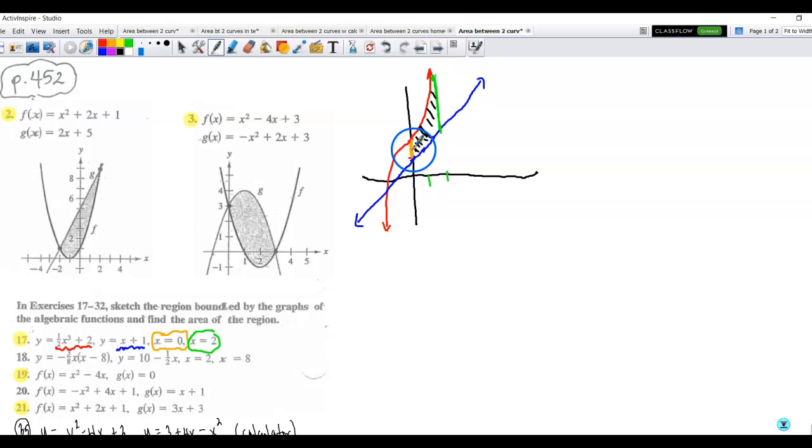So hopefully you can see we're going to start the area accumulation at the orange, which is x equal to 0, and we're going to stop the area accumulation at x equal to 2. So to accumulate the area between the two curves, we're going to start at the x value of 0, stop at the x value of 2. The top curve is red.